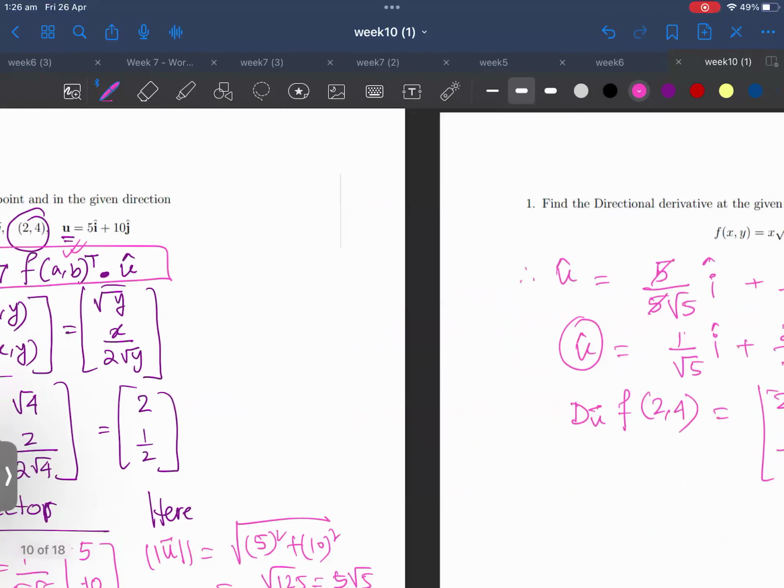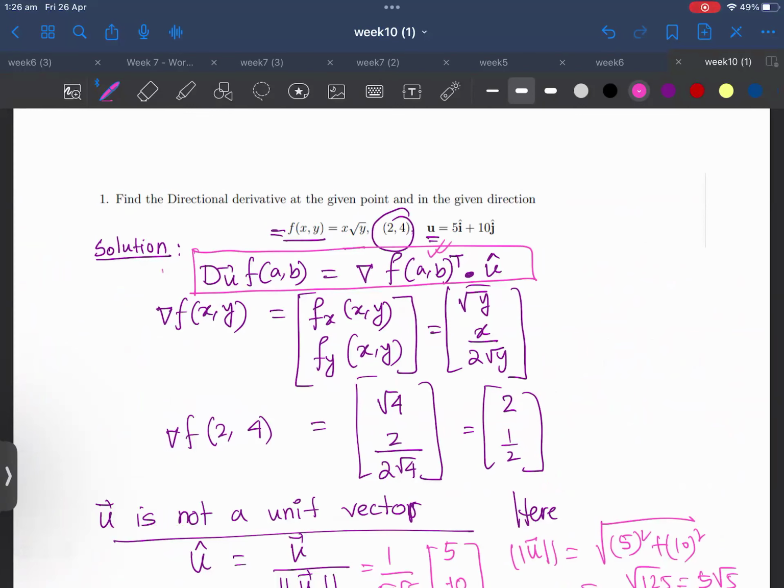So look at that again. So the directional derivative formula is this. You need nabla f(x, y). So f needs to be differentiated with respect to x and with respect to y. And then you need to plug the point in that, the matrix. Then you will get this matrix. And if u is not a unit vector, then you need to make it a unit vector.